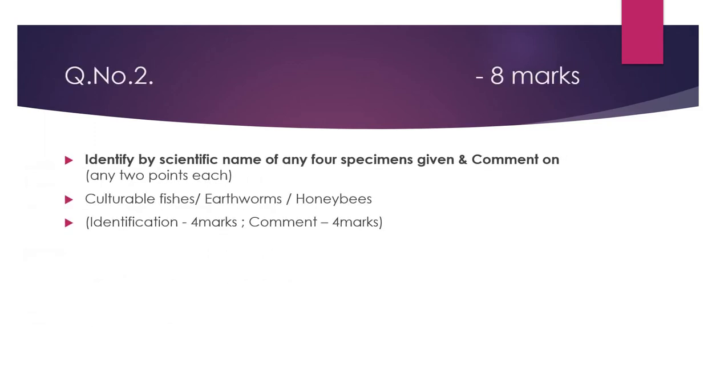Question number 2 carries 8 marks. You have to identify the given 4 specimens by their scientific name and you have to comment on them. You will be given any 4 culturable fishes or earthworms or honeybees. You will get 4 marks for identification and 4 marks for comments.